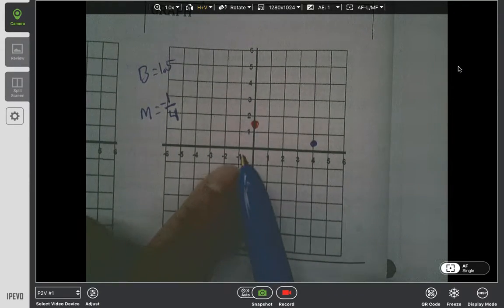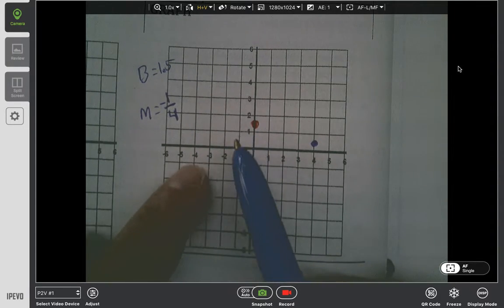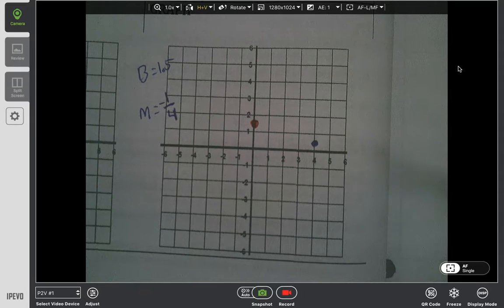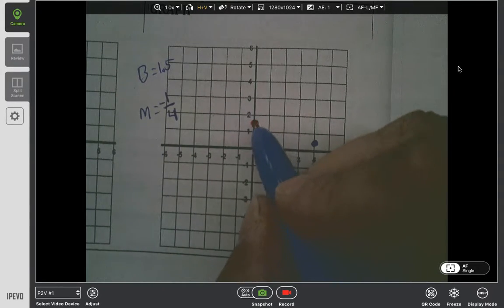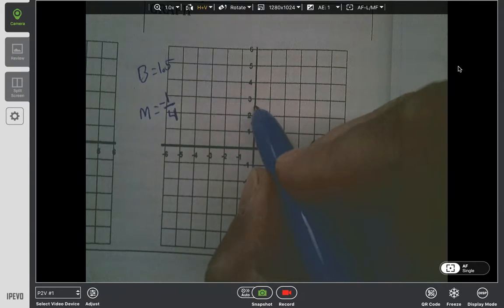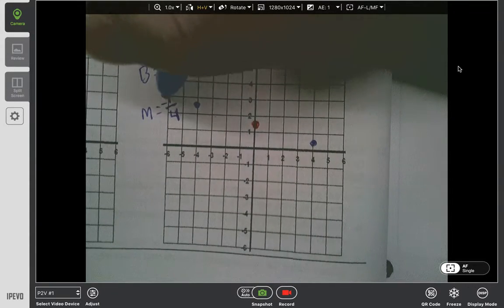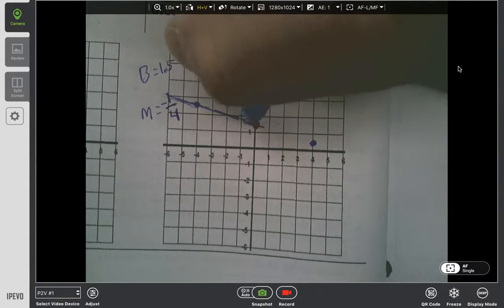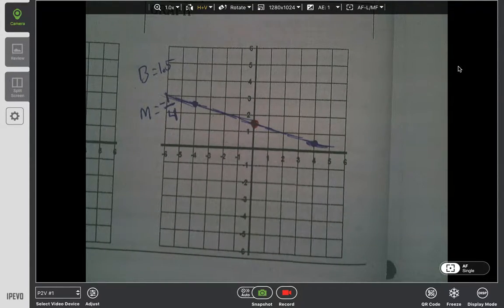And then how do you think you'd get a point on this side? Remember, it's rise over run. So we're going to do the opposite of down 1, right 4. We're going to go up 1, left 4: 1, 2, 3, 4. Put a dot. And then we can graph it here. So that's just a little introduction to graphing these.